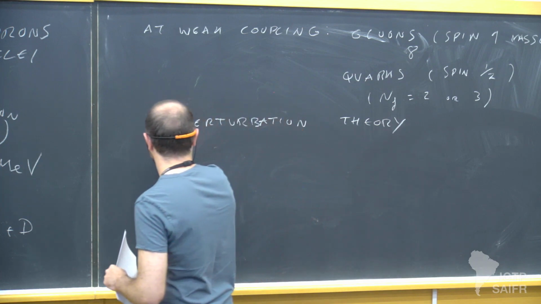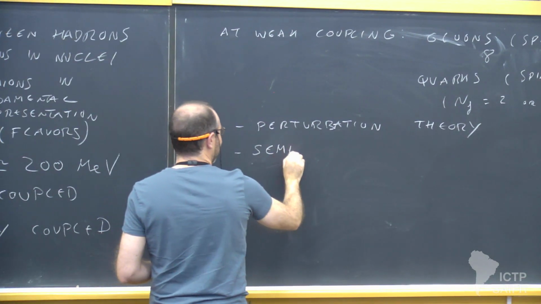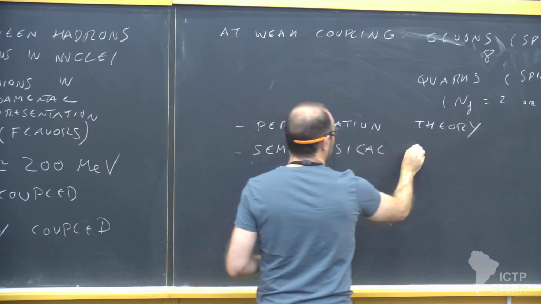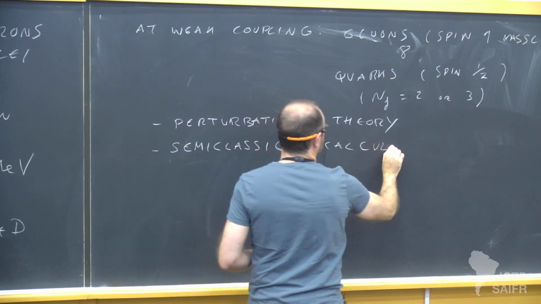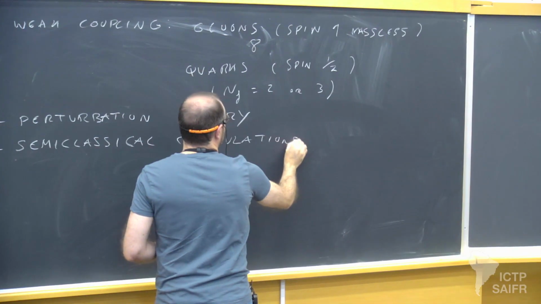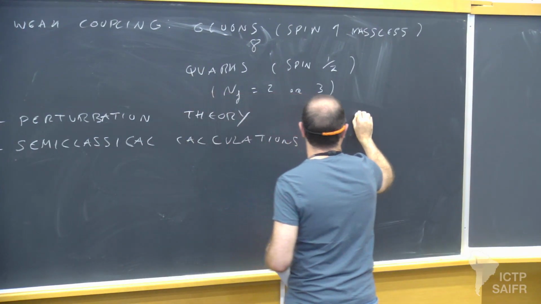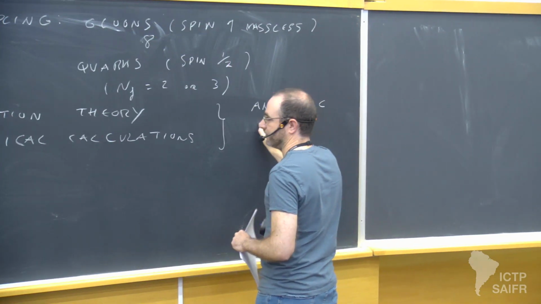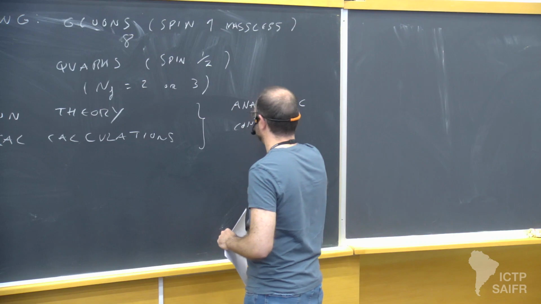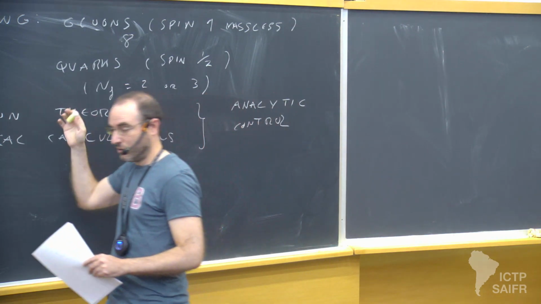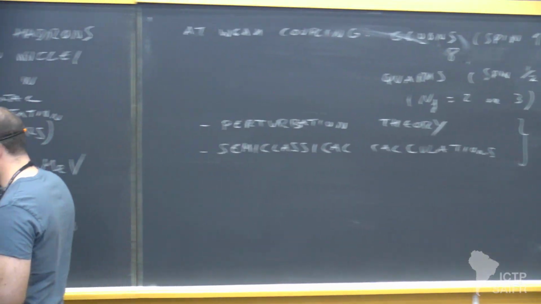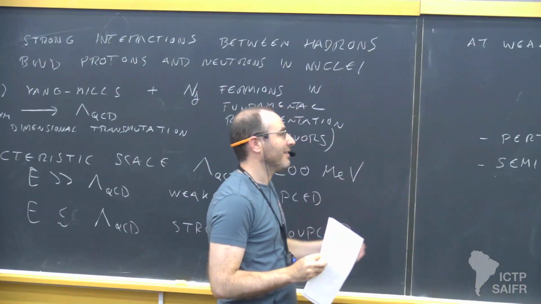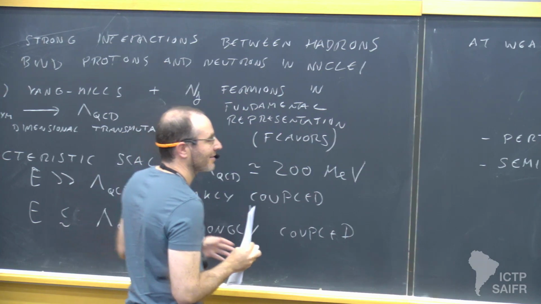And we can also do some non-perturbative semi-classical calculations, like instanton calculations. Okay. In this case, we have some analytic control of the theory. So we can systematically use a weak coupling expansion to compute observables in this theory, as long as we are at high energies.